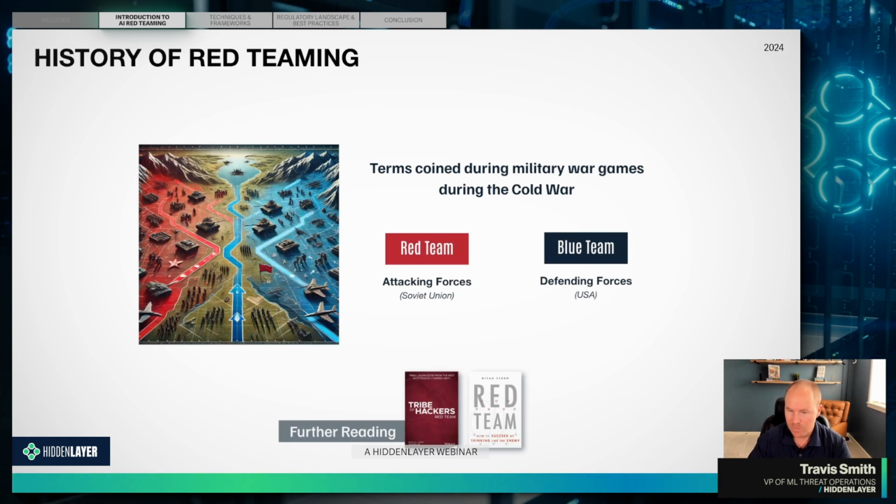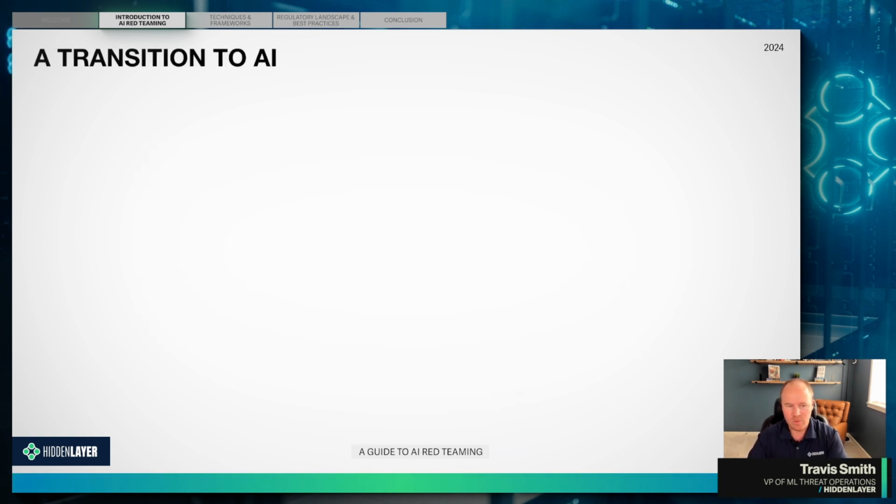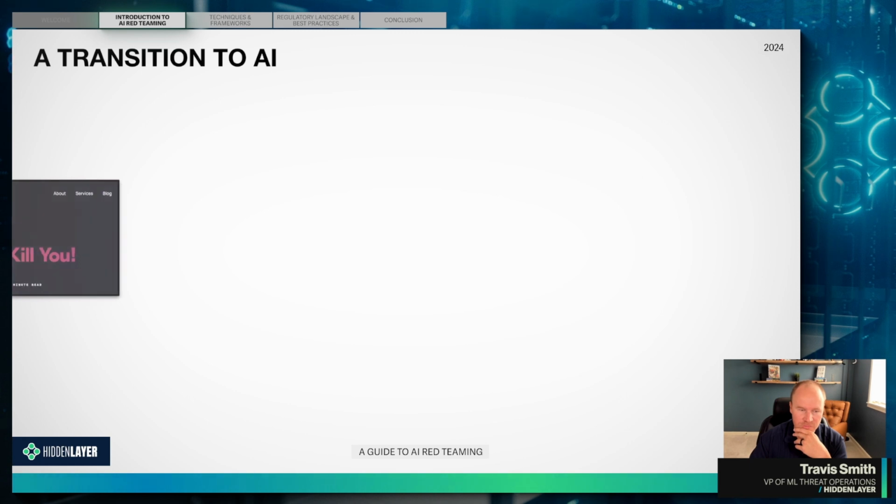So that's progressed. It went from military, and it's been adopted by industry. Cybersecurity loves to take these types of terms and use them. Militaristic terms come up all the time in cybersecurity. There's a lot of really good further reading that I'd recommend for anybody interested in the background of red teaming: the Tribe of Hackers red team book, and also the Red Team Field Manual. I've got a copy right here behind me on my shelf. Both have a lot of really good information and background to get a primer on what traditional red teaming is. So what does that mean when we transition that into artificial intelligence and machine learning?